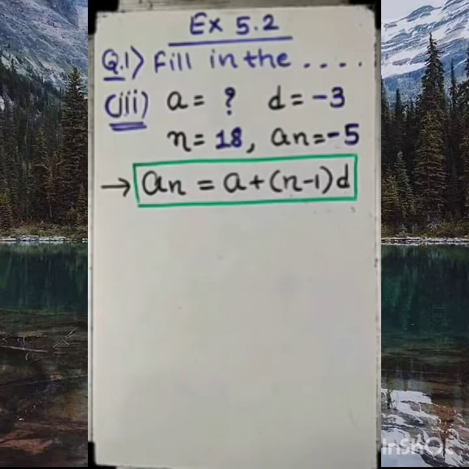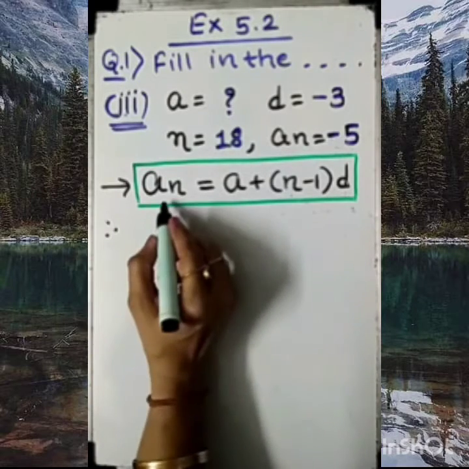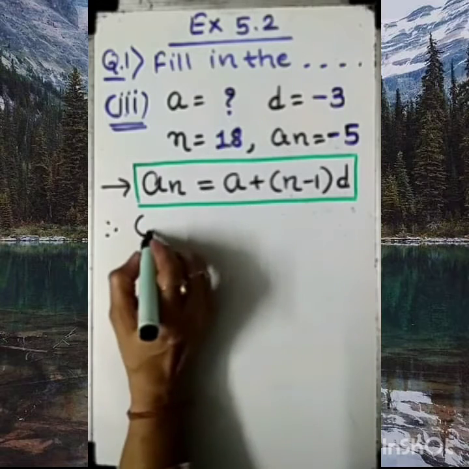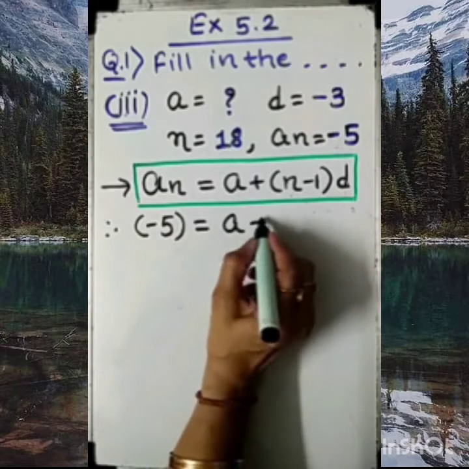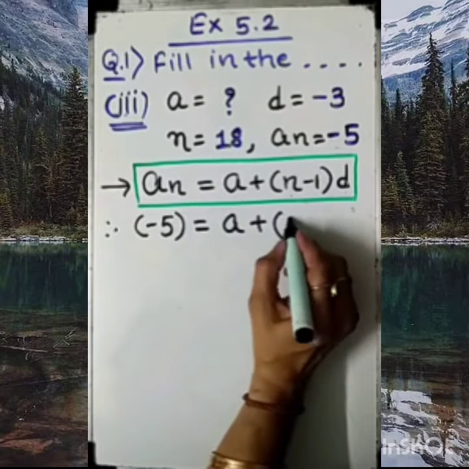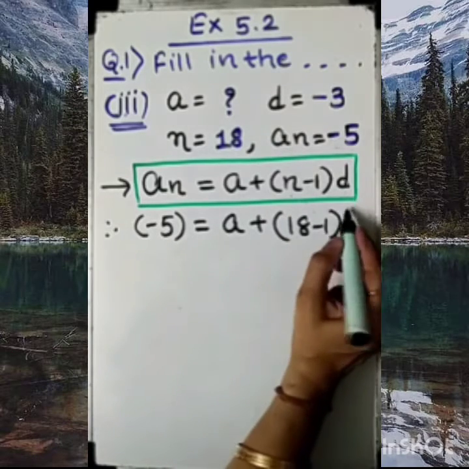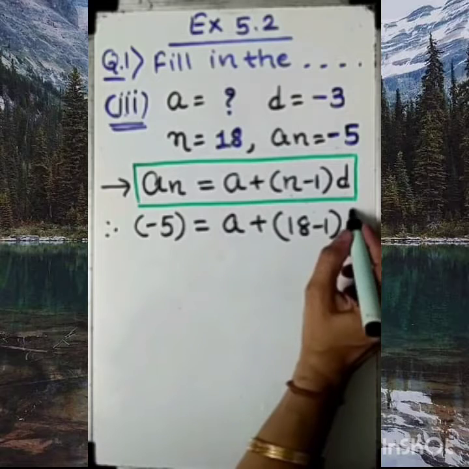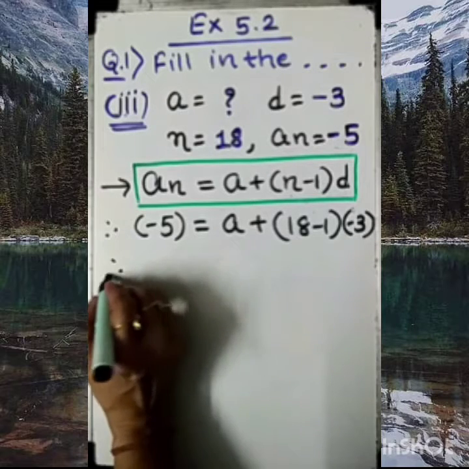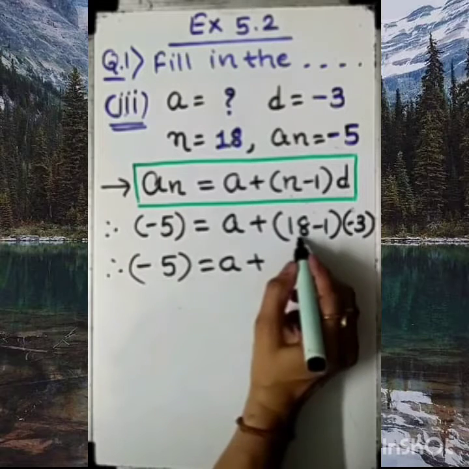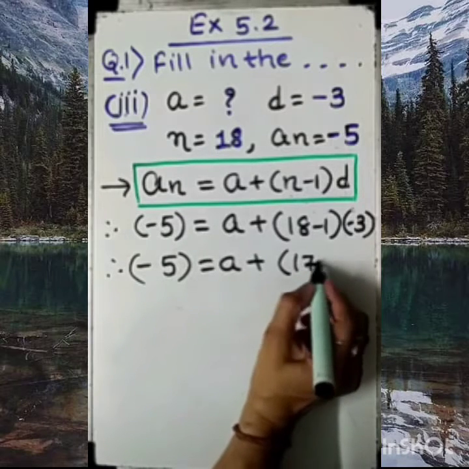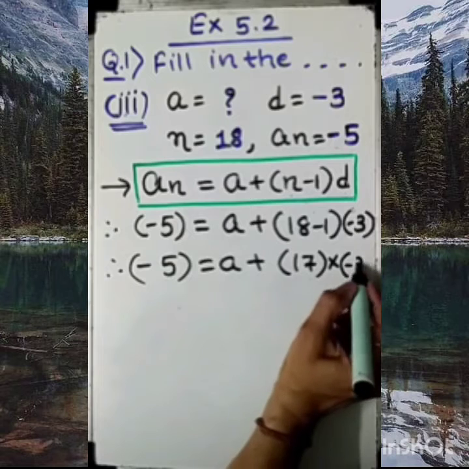So my dear student, here I am substituting the value. An is minus 5, so along with the sign I am mentioning, A we need to find, so as it is, n is 18 minus 1 and D is the difference that is minus 3. So next step will be minus 5 is here as it is. We know here 18 minus 1 that is 17 multiplied by minus 3.